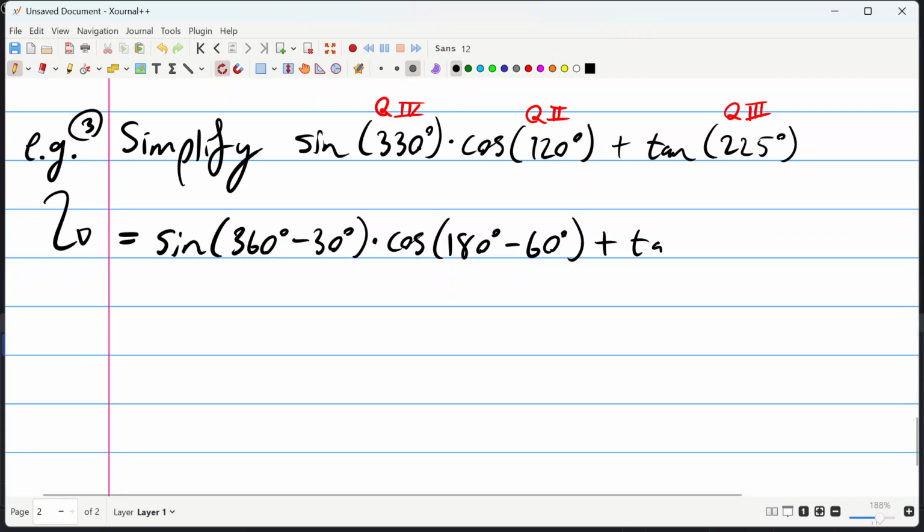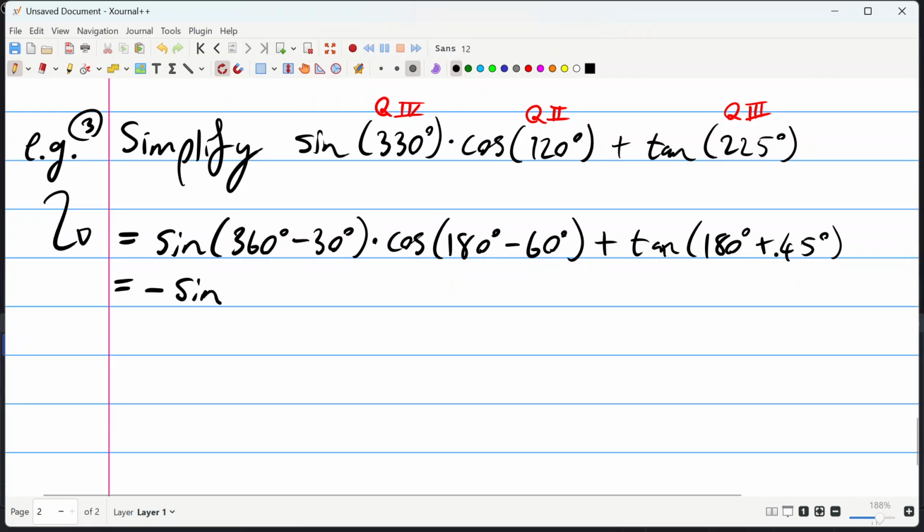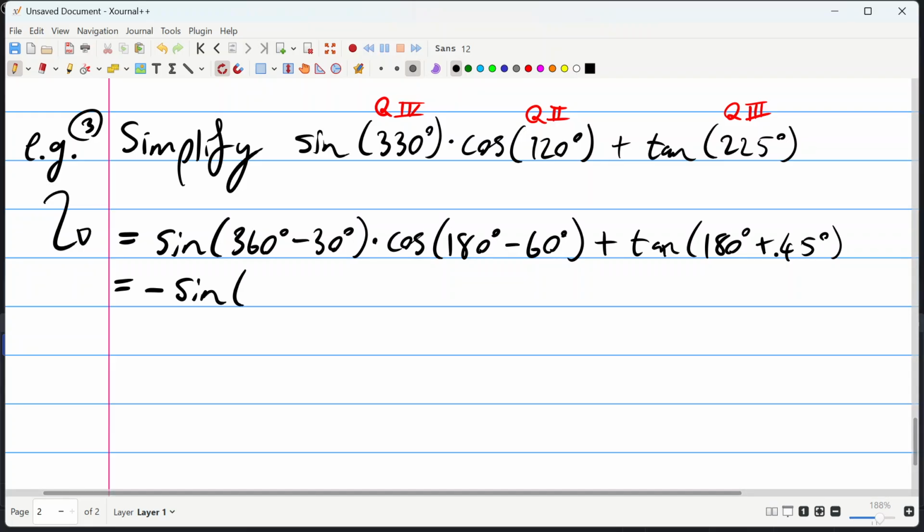And then now with tangent, with 225 we know that's close to 180 degrees, right? What do we need to do with 180 degrees to get 225? Well, we need to add 45 degrees. Okay, now that we did that, we have our standard question that we've just been answering. 360 degrees minus 30 degrees, that is quadrant 4. Now sine is going to be negative in quadrant 4, so it's going to be negative sine, and then we reduce that reducing angle, and then we're left with 30 degrees, okay?